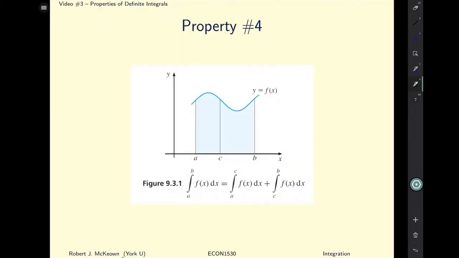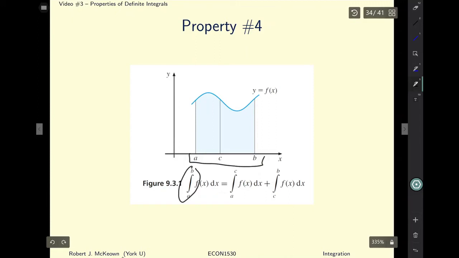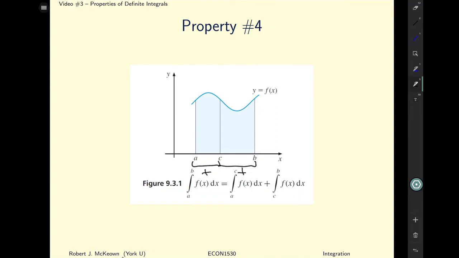Here's a diagram illustrating property 4. Here we've got b is some positive value. It's larger than c. C is also a positive value, and it's larger than a, which is also a positive value. And so you could integrate the whole thing all at once, or you could break it into little pieces, and you could take that and add it to that, like so. Whatever's easiest, whatever you prefer.